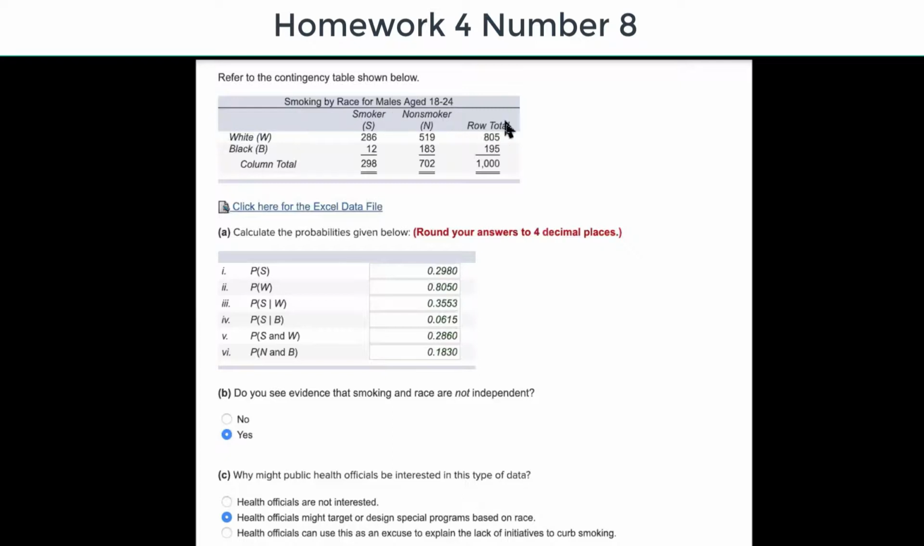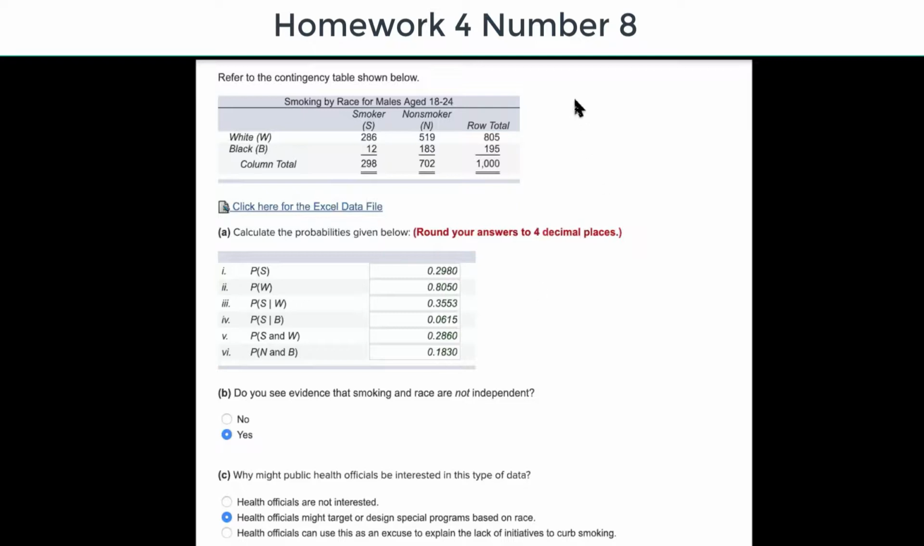Then you also have the row totals and the column totals, which is nice that they actually give those to you. Not all contingency tables will give you the totals, but this is super helpful in this particular problem. So we're going to go ahead and find all of these probabilities. Now I know it might seem daunting, but you actually have all the information you need right in the table. You just need to know what all these symbols mean, okay? And that's why I think it's easier to explain this by talking through it rather than just writing it out.